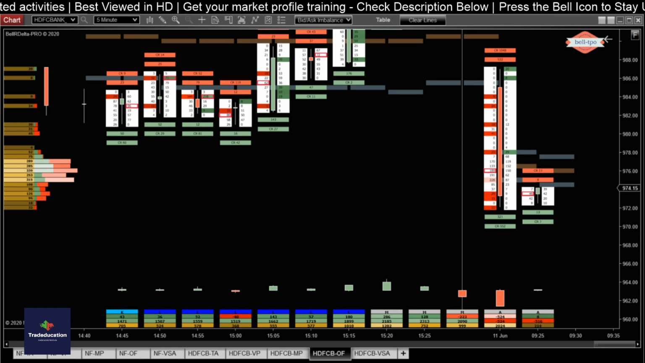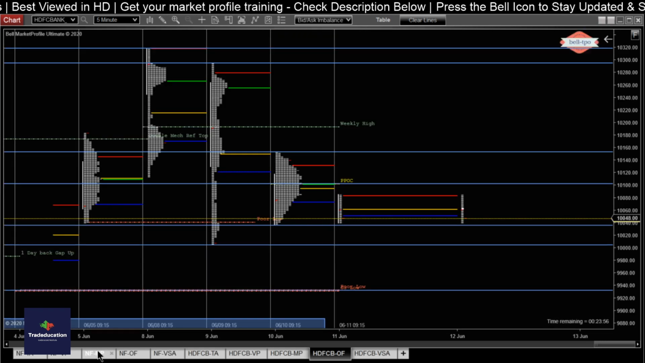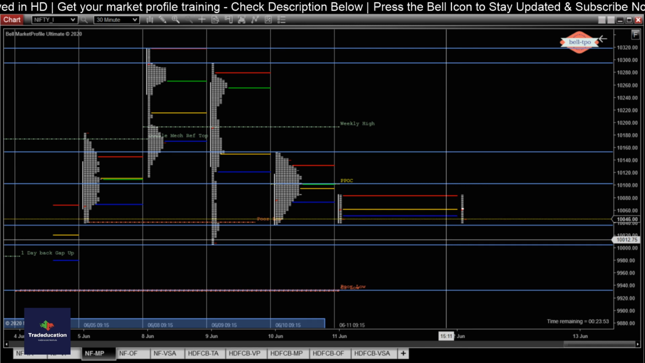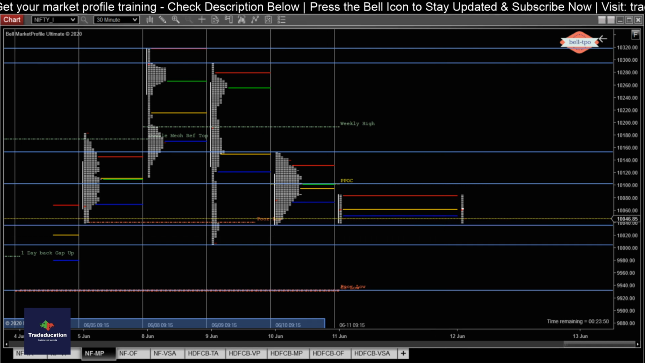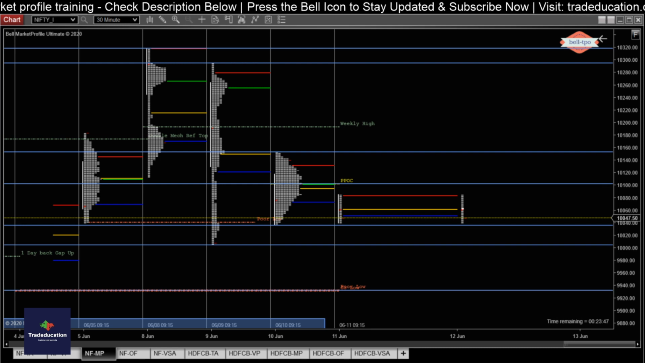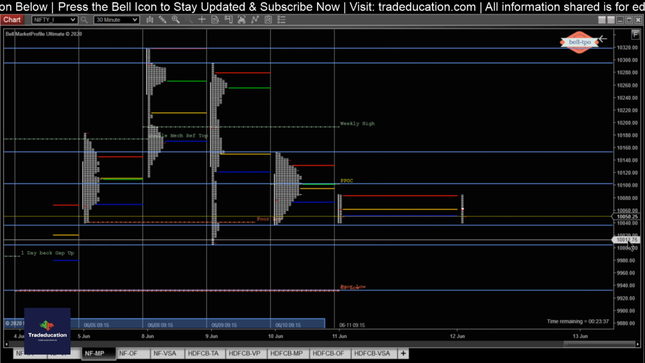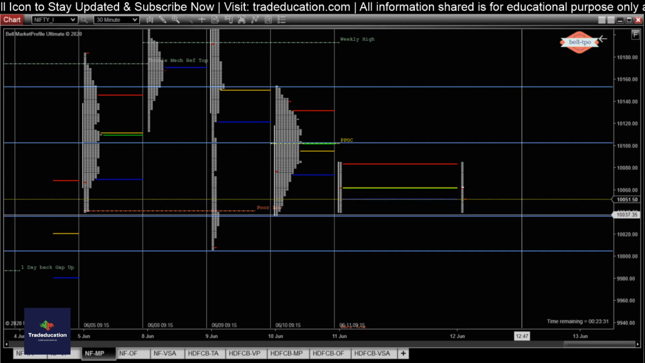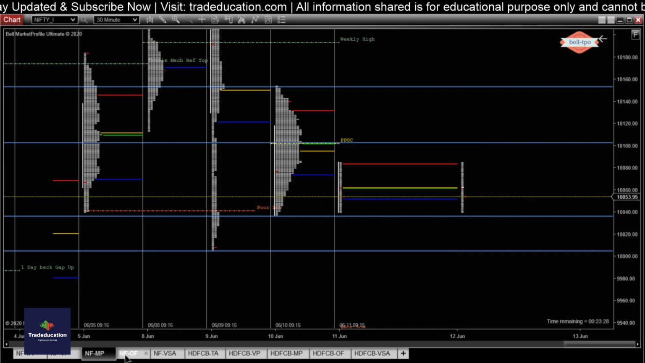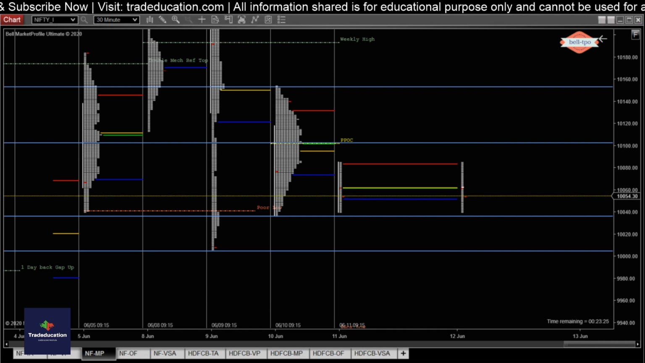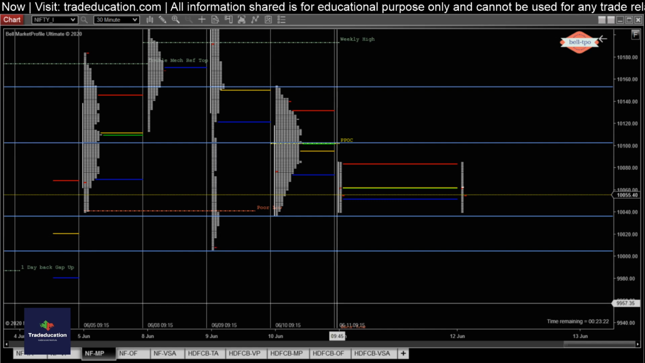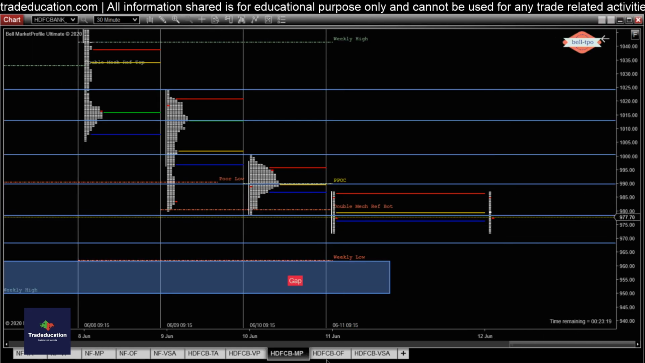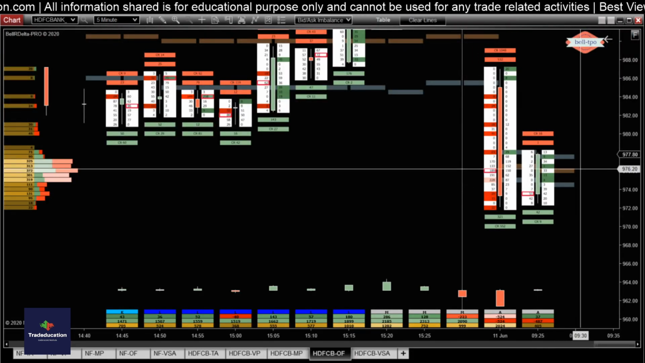So I want to short HDFC Bank, but I'm just keeping my fingers away. Okay, so HDFC Bank is again within yesterday's range. So good, I did not short it.